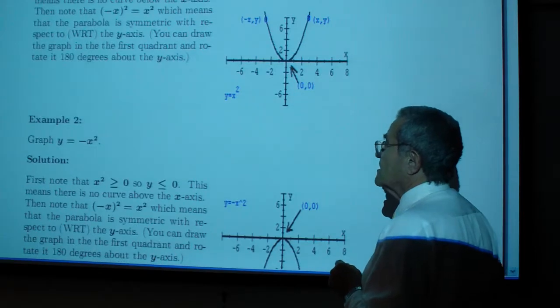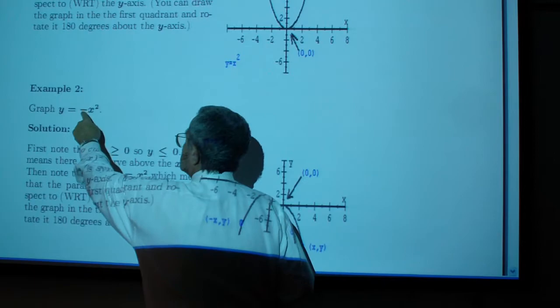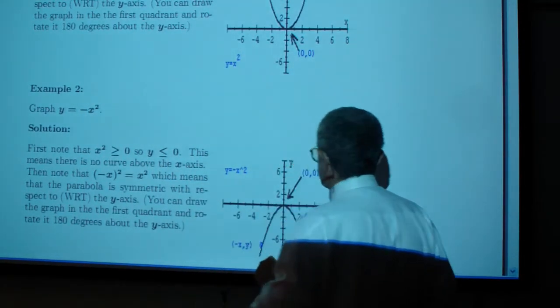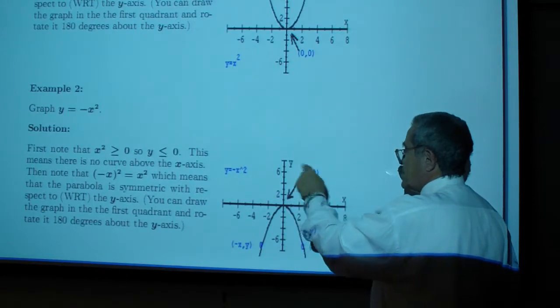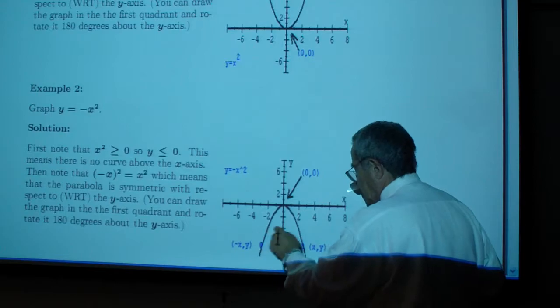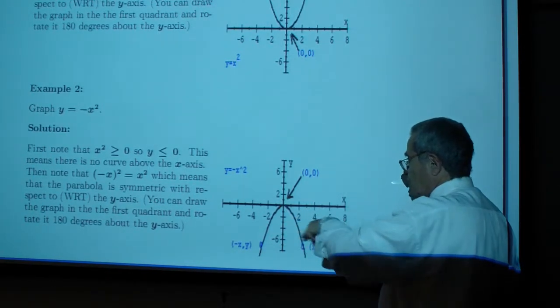Example 2. If y is negative x squared, x squared is never negative, so negative x squared is never positive. Y is always negative. No curve above the x-axis. Again, you can have x or negative x, symmetry about the y-axis, and you go downwards.